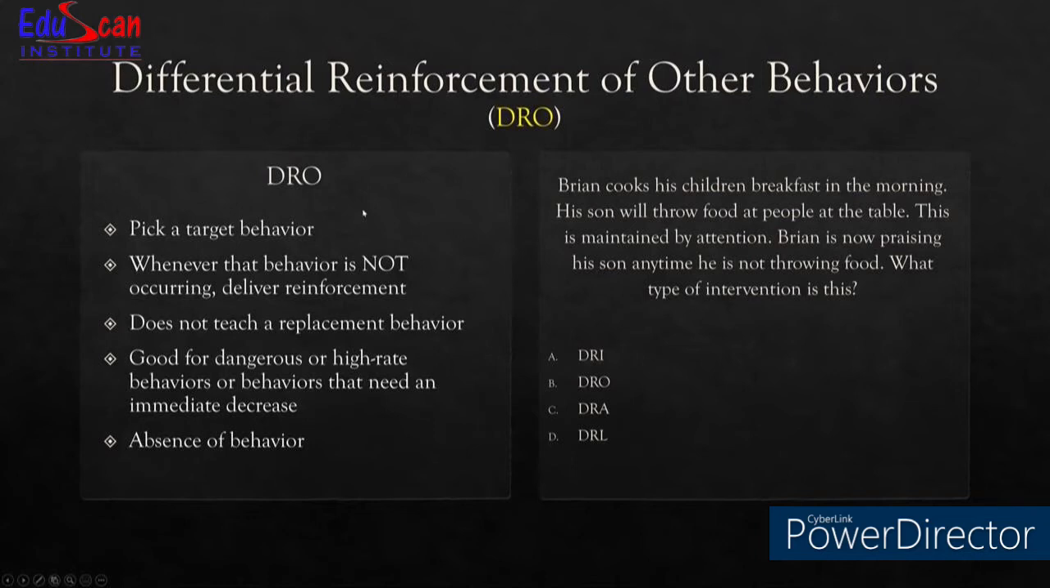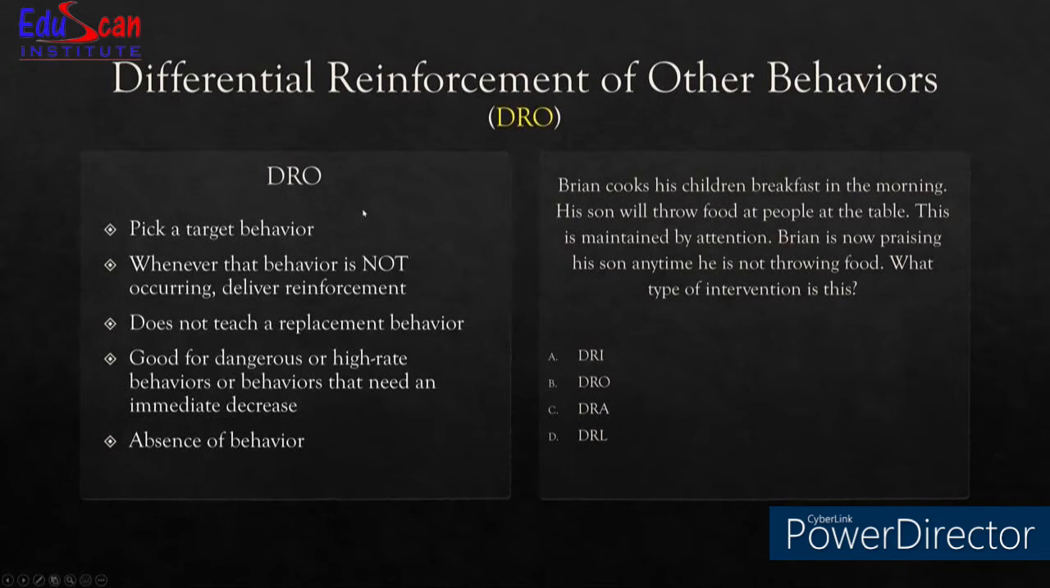that is differential reinforcement of other behavior, with an example. How do we understand that? So, what are you doing? You're actually first trying to identify the target behavior. So, let's say our target behavior is screaming. Whenever screaming is not occurring, you are delivering a reinforcement. That means with the true absence of the behavior, the absence of screaming, we are delivering a reinforcement. The behavior cannot happen at all.